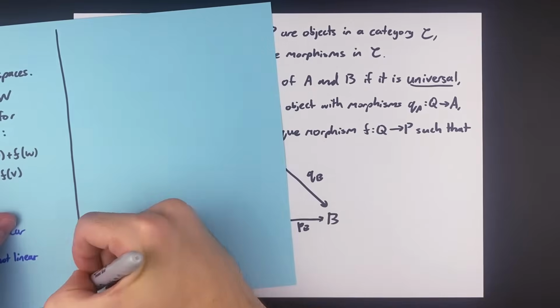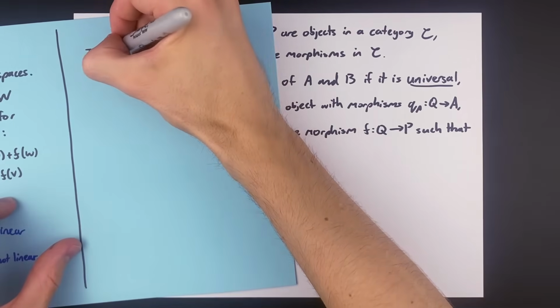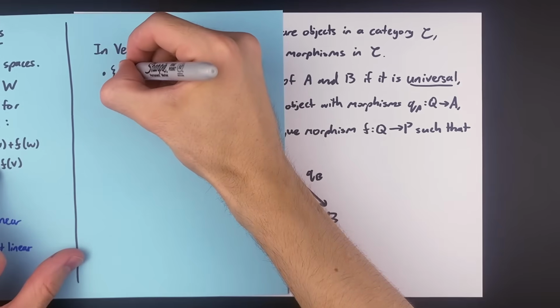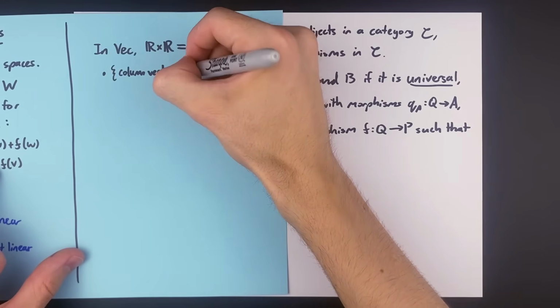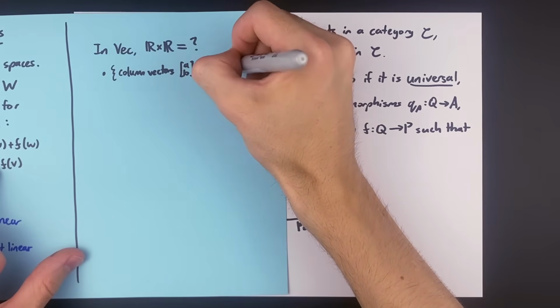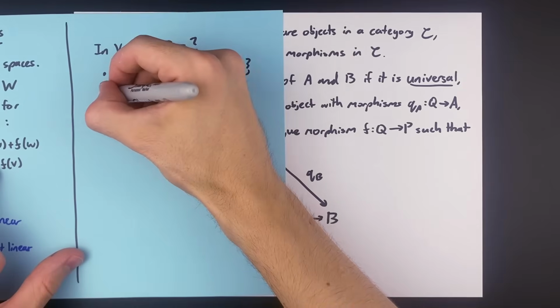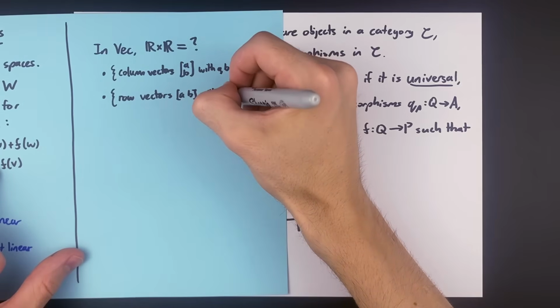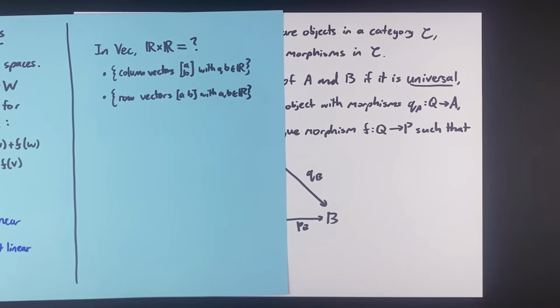Let's say I'm in the category of vector spaces, and I want to take the product of the real numbers with itself. I can immediately think of two different ways to do this. We can write a pair of real numbers as a column vector, so the vector space of 1 by 2 matrices is a product. But we can also write a pair of real numbers as a row vector, so the vector space of 2 by 1 matrices is also a product.